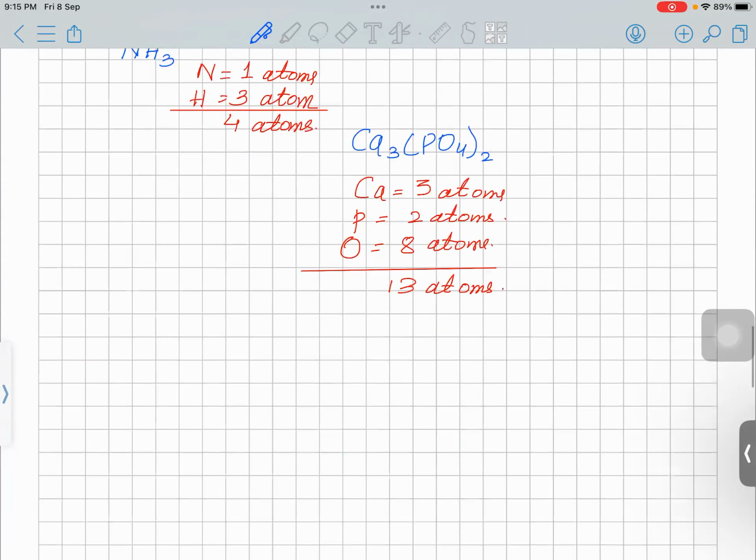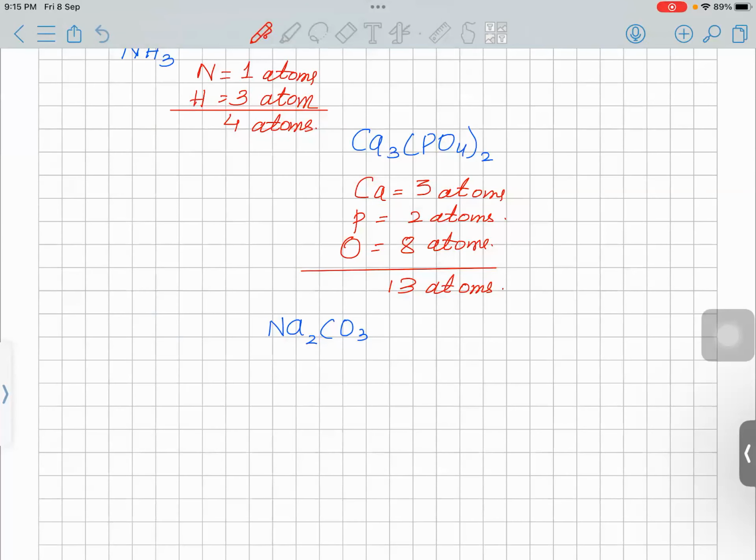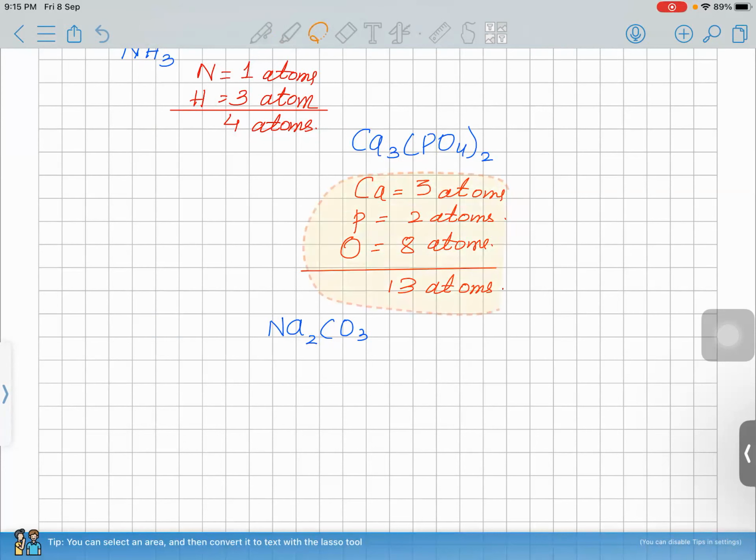Now question number 3. Na2CO3. Now find the number of atoms. Yes, Umar, can you find the number of atoms? Sir, in this one, Na has 2 atoms, C has 1 atom, and O3 has 3 atoms. So that's 2 plus 1 plus 3, 6 atoms, sir. 6 atoms. Okay, let's see.